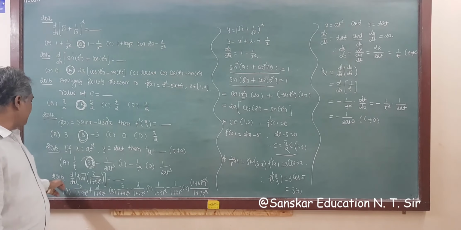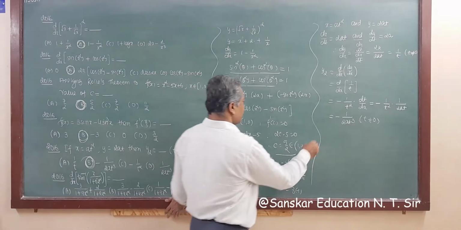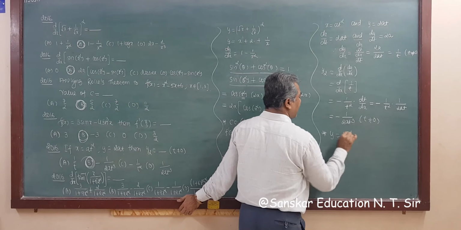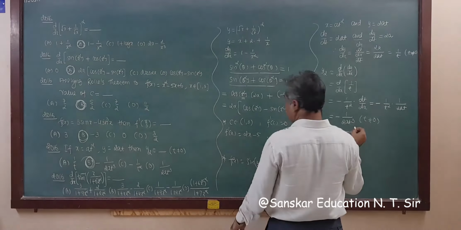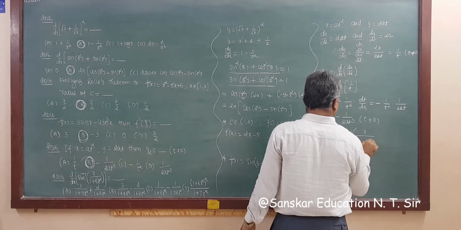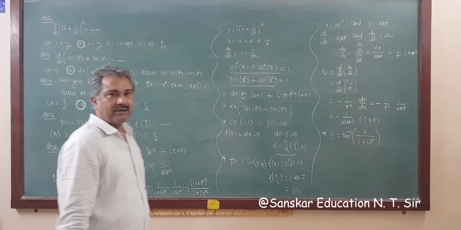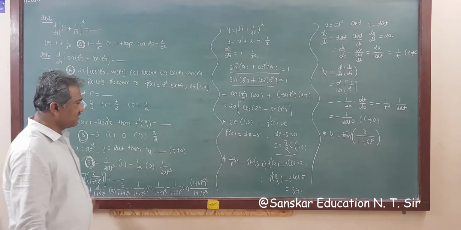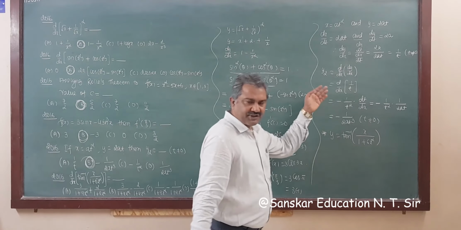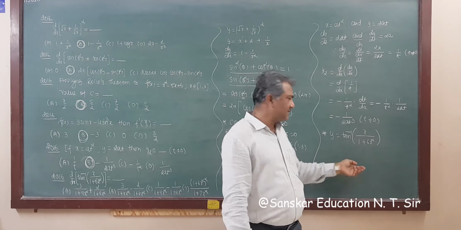Now, 2016: d dx of tan inverse. So y is equal to tan inverse of x upon 1 plus 6x square. This is your question. We first simplify this y and then differentiate this function with respect to x, so we will get our answer.